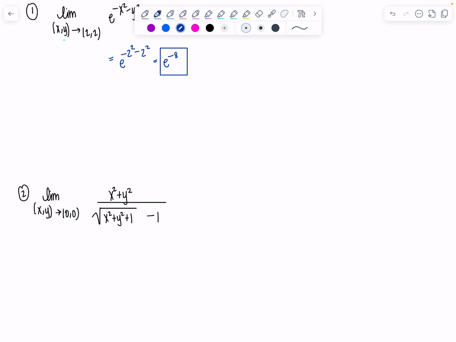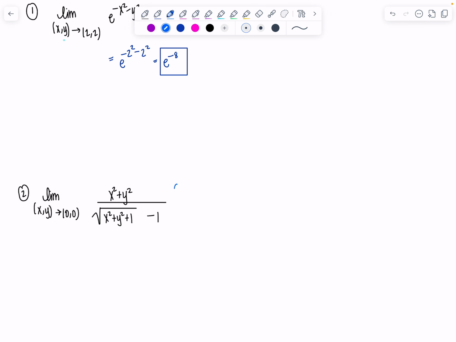Okay, next one. Limit x, y is going to 0, 0. If we try direct sub here, we'll get 0 in the numerator, 1 minus 1, which is 0 in the denominator. So that's 0 over 0. That's an indeterminate form. Do you know how many indeterminate forms there are? There's 7, like the deadly sins. Okay, so what to do from here? Well, I'm noticing I have this radical quantity in the denominator.